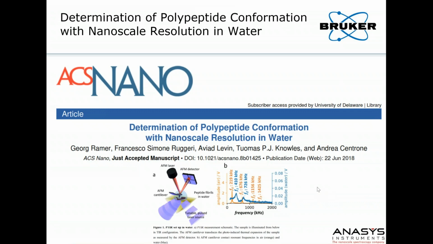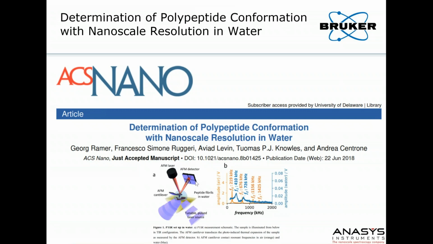AFM-IR in water. Now that's been difficult. There's some work out of Texas A&M, out of Mikhail Belkin's group, where they first were able to do this, and they have another recent paper. But this paper, it just accepted and will be appearing soon in ACS Nano, shows what the problems are.